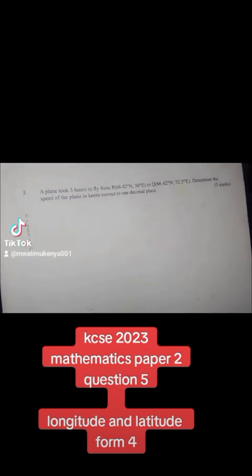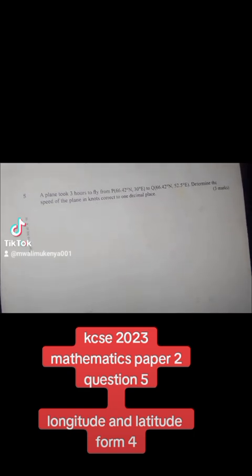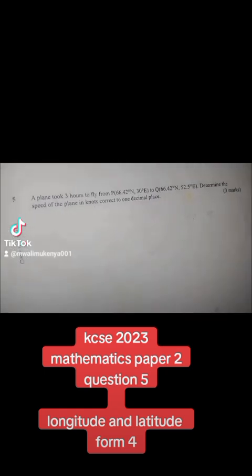Today we are looking at question number 5. A plane took 3 hours to fly from P, with the longitude and latitude given, to Q of the same latitude but different longitude. Determine the speed of the plane in knots, correct to 1 decimal place, 3 marks. So this is longitudes and latitudes in Form 4. So how do we go about this question?